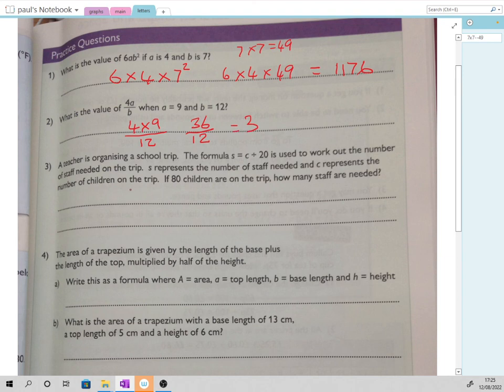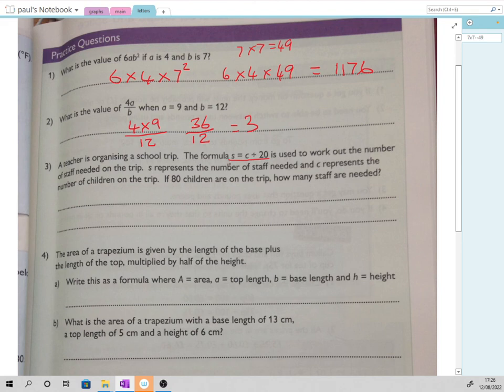Well, this one looks more complicated. A teacher is organising a school trip. The formula S equals C divided by 20 is used to work out the number of staff needed on the trip. So S represents the number of staff. C is the number of children. And if 80 children are on the trip, how many staff are needed?